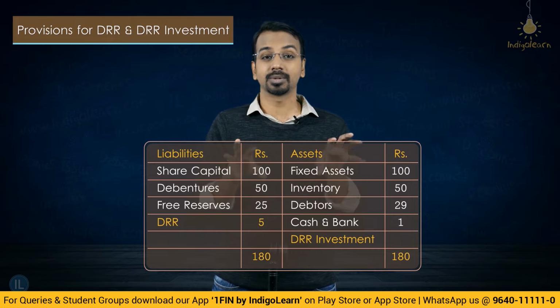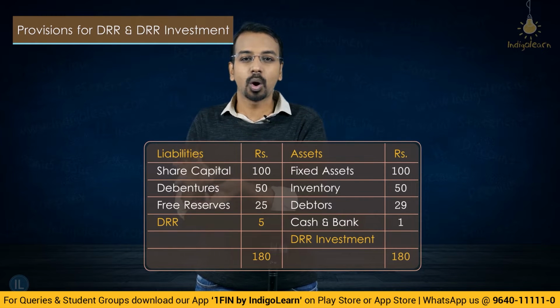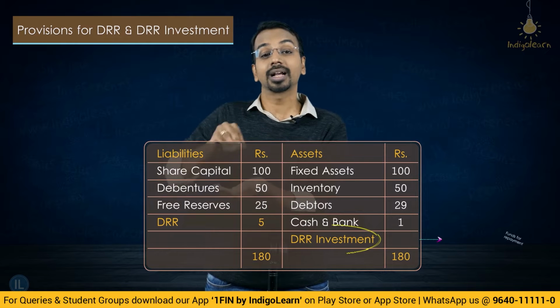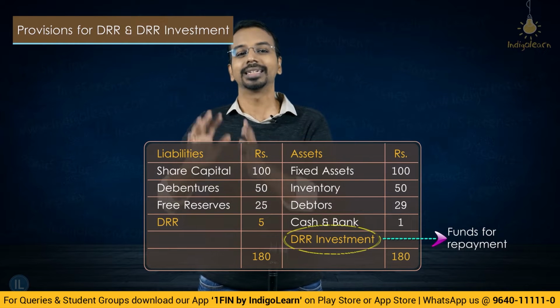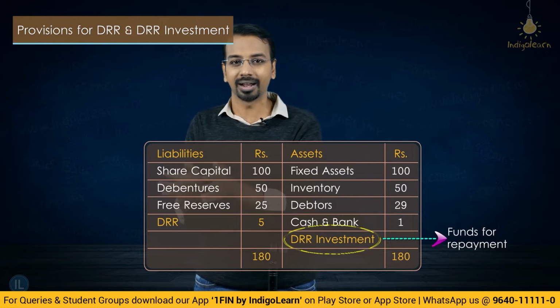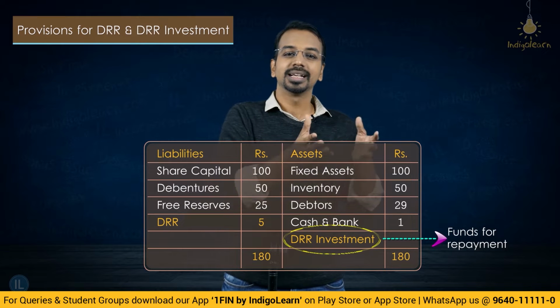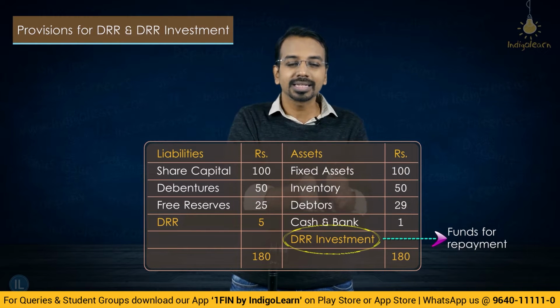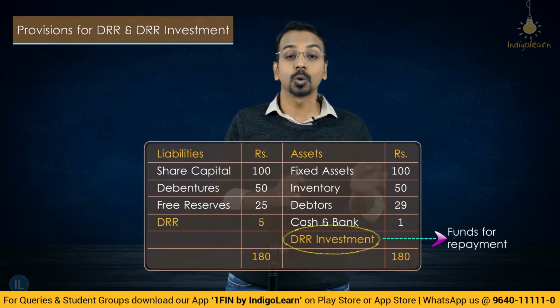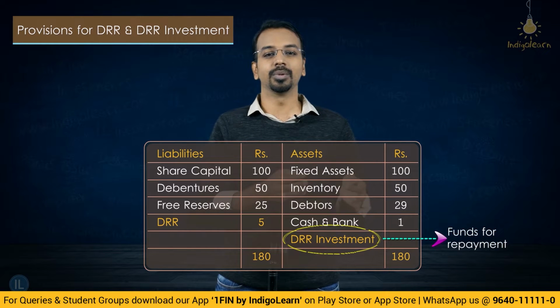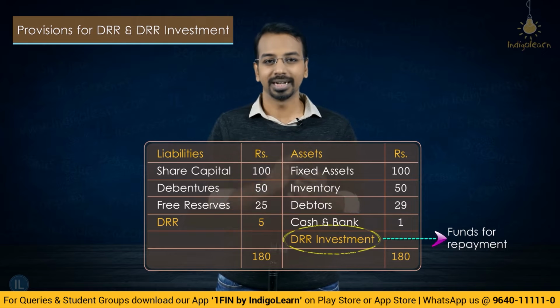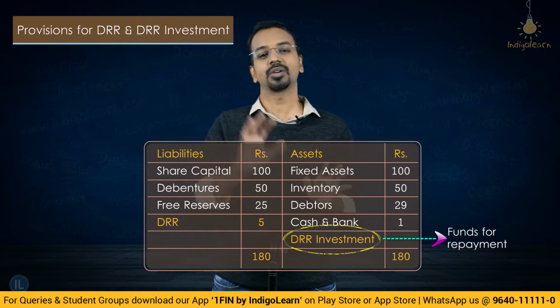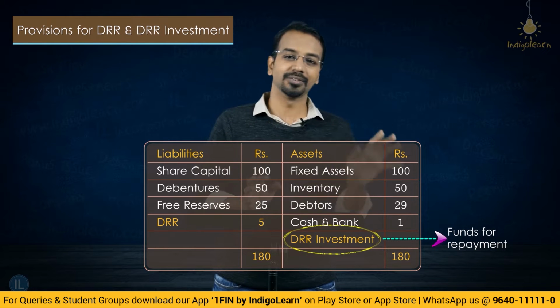But the underlying concept is that blocking of certain amount under free reserves so that the company does not make payment of dividend, that is one aspect where you create the DRR. And another aspect is earmarking certain funds, keeping aside certain amount of money so that that amount is available when you have to redeem the debentures, right? So this is the concept of DRR and DRR investments.